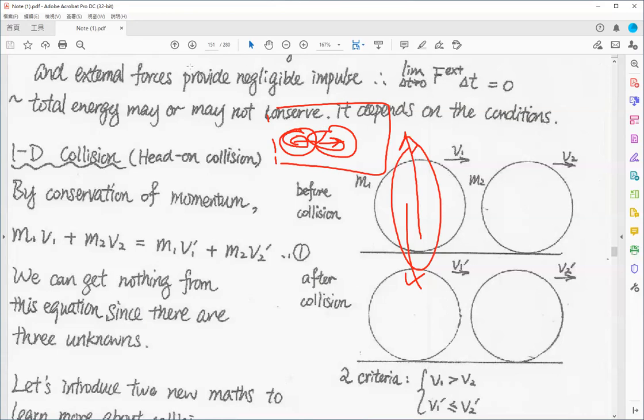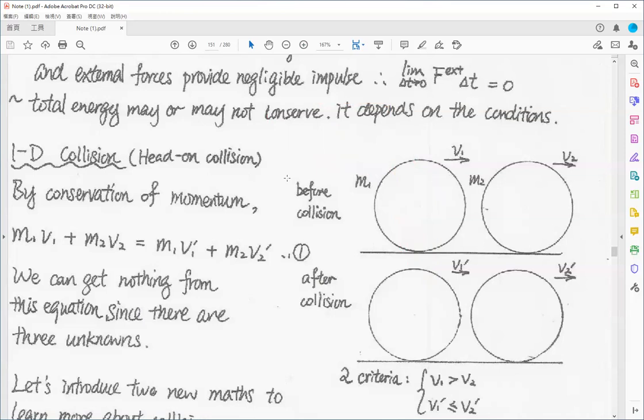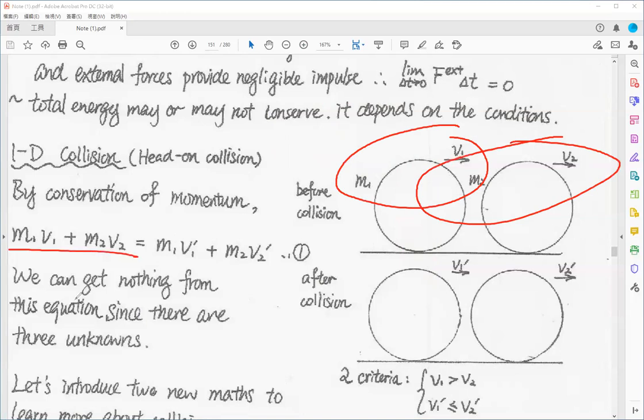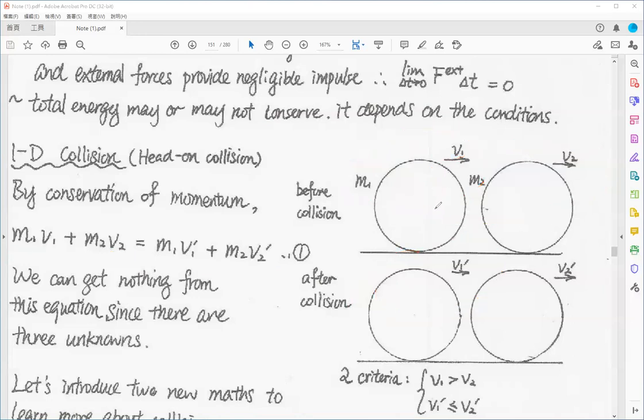So what does it mean? It means m1 v1 plus m2 v2, the momentum before collision, is constant. That will equal the total momentum after collision, so that is m1 v1' plus m2 v2'. Now you may ask, how about if I just consider one object? Just consider m1. There's a force acting on m1 when they collide. So if we just consider m1, the net force is not zero, and the momentum of m1 is not conserved.